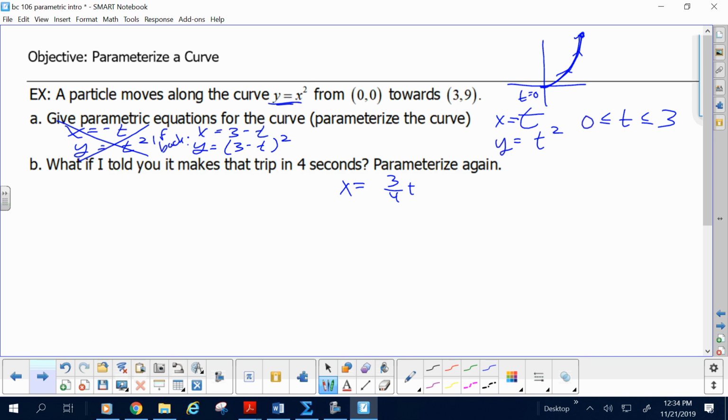Now, how do I find y? Square that. 9/16 t squared. Let's check. At time 0, is it where it's supposed to be? Yes. At time 4, is it where it's supposed to be? You with me?